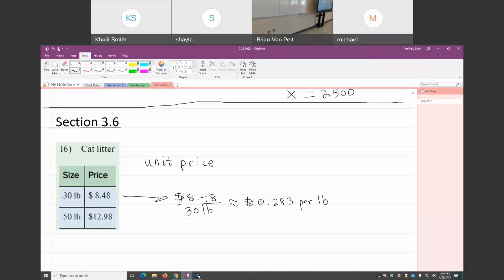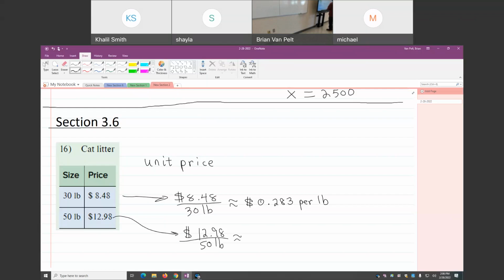So we obviously try to compare some jobs. The idea here is that you're not saying which one is better or which one's worse. You're considering these to be the same, and you're just trying to make a financial decision on which is the better deal. So I would like to find out the unit price on this guy. Can you guys get me the unit price on this second one? $12.98 divided by 50 pounds.